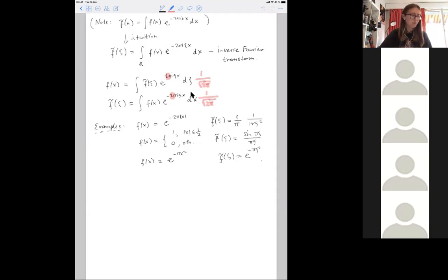Okay. Before I continue with the delta function, are there any questions about the Fourier transform? Was there a question? Yeah, I see a question.